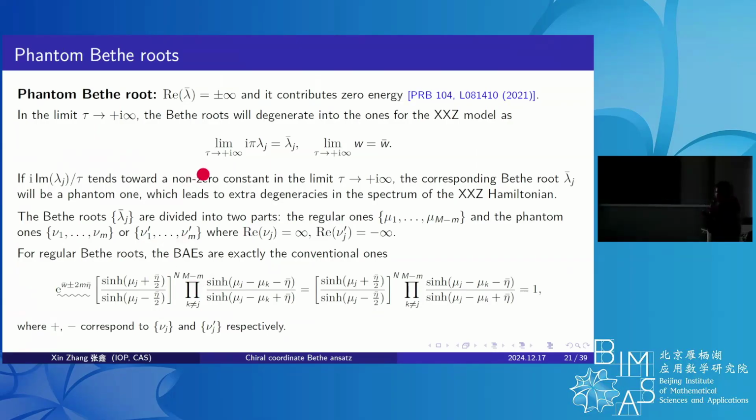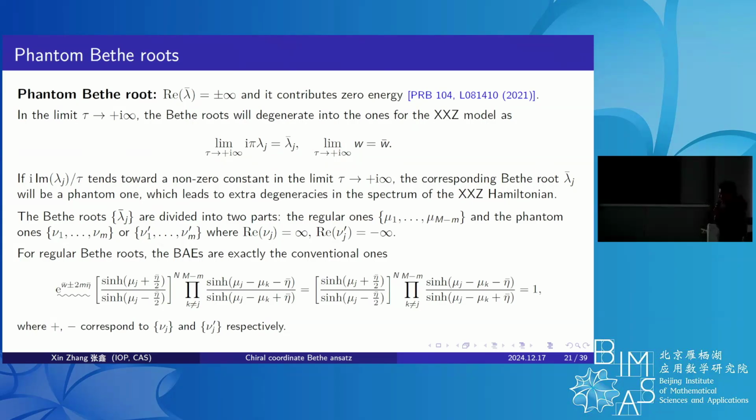So in this tau goes to infinity limit, i times lambda_g is lambda_g bar. This lambda_g bar is the Bethe root for the XXZ chain. In some cases we find that if tau is large, the imaginary part of this lambda_g will also be large. So this imaginary part of lambda_g will increase with tau. But in this tau goes to infinity limit, they will tend towards a non-zero constant, and then the Bethe root lambda_g bar for the XXZ chain will be a phantom one. They will go to infinity, and then they will not contribute to the energy. So this will lead to the extra degeneracy in the spectrum of the XXZ chain.